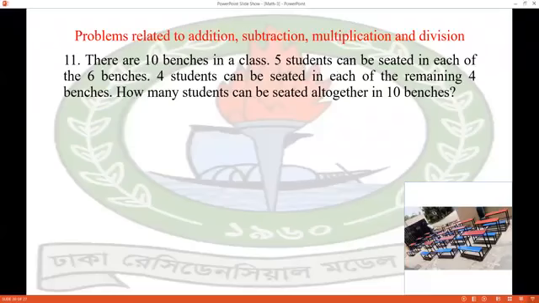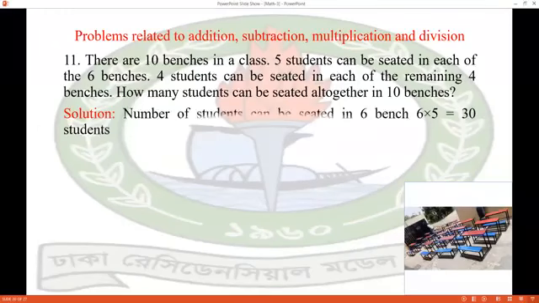So at first you have to find out, in 6 benches, if 5 students sit on each bench, how many students can be seated in 6 benches. Then you have to calculate, as 4 students can be seated on each bench, in the remaining 4 benches how many students can be seated. Then you have to add the 2 numbers of students, and you get the result: how many students can be seated altogether in 10 benches. So you can solve it in this way in the solution.